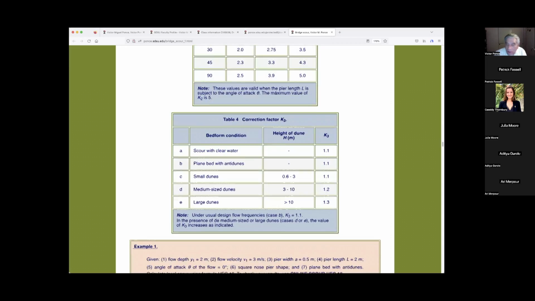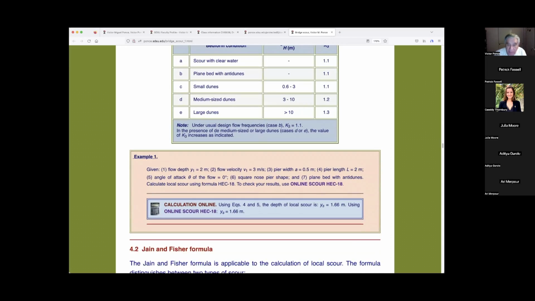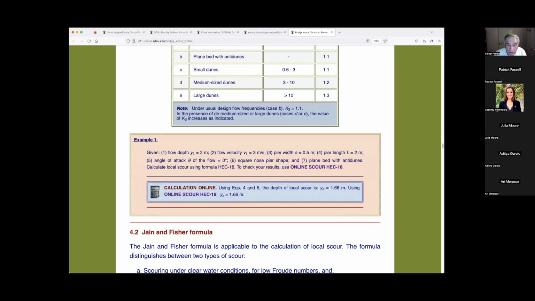So you get the calculator. So we are going to be using the calculators. As a matter of fact, we're going to do a calculation right now of the online scour HEC-18. Online scour HEC-18.